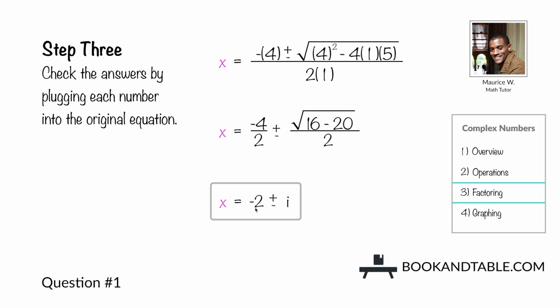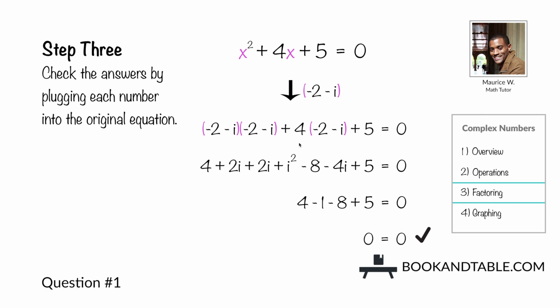So I'll plug in the smaller number, negative 2 minus i first, and then we'll check the larger number, negative 2 plus i second. So we plug negative 2 minus i in for x here and here, giving us negative 2 minus i times negative 2 minus i plus 4 times negative 2 minus i plus 5 is equal to 0. We use the FOIL method to expand our x squared.